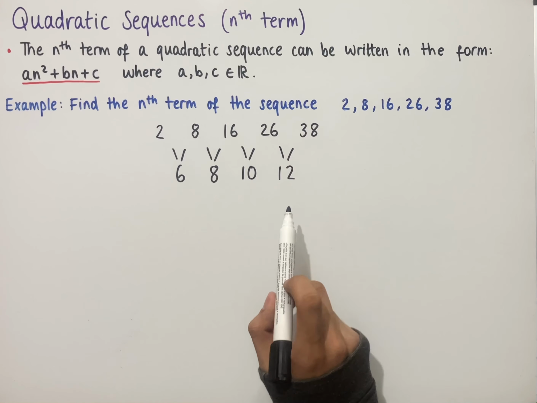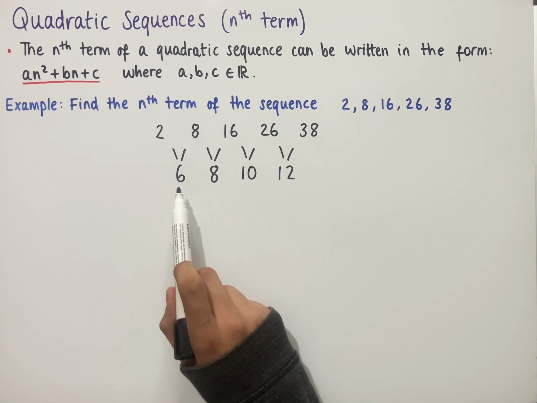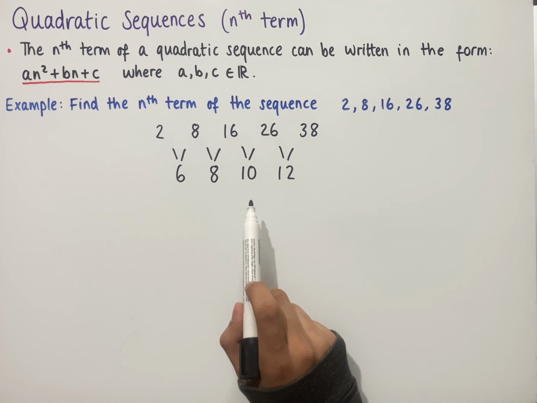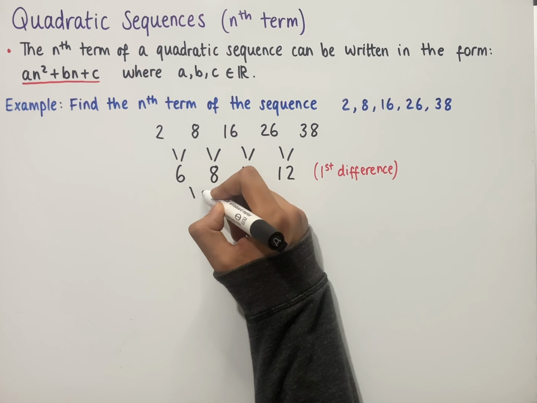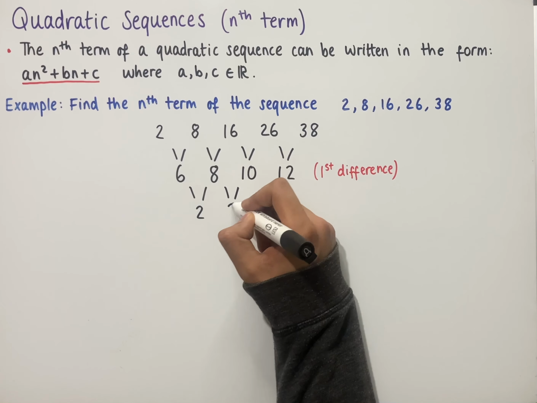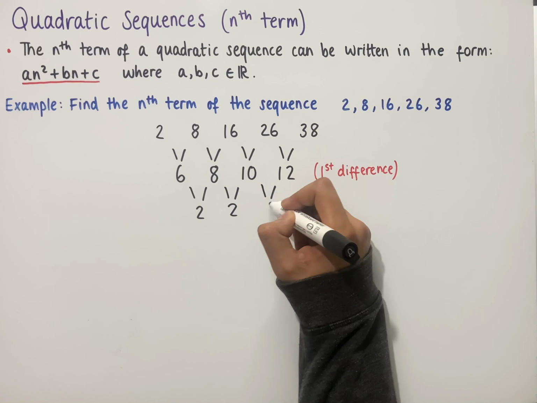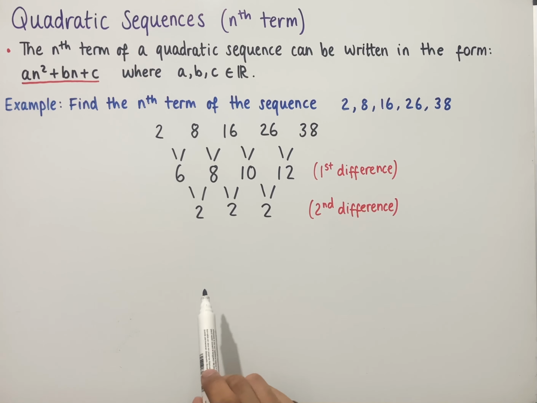Now if the first difference was the same, in other words constant, then this would be a linear sequence. But because the first difference is not the same, we know that this is not a linear sequence. So we now work out the second difference of this sequence. That's 8 take away 6, which is 2, 10 take away 8, which is 2, and 12 take away 10, which is 2. Now because the second difference is the same, we know that this is a quadratic sequence.